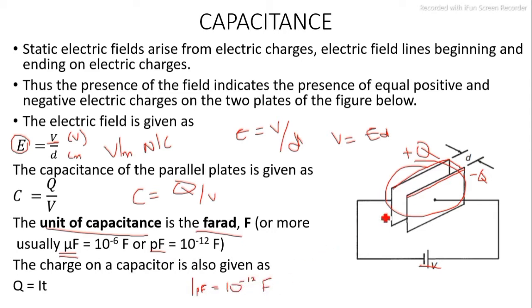Now the charge on the capacitor is given as what? Q equals I t, whereby I is the current flowing into the capacitor and t is the time the current is to flow. That means Q equals I t. That's the charge on the capacitor.